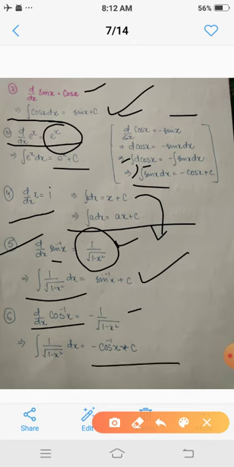So this means that it depends upon the situation. The integral of 1 by root of 1 minus x square dx is either sine inverse x plus c, or it is minus cos inverse x plus c, because the differentiation of sine inverse is plus 1 upon root of 1 minus x square, while that of cos inverse is minus 1 upon root of 1 minus x square.